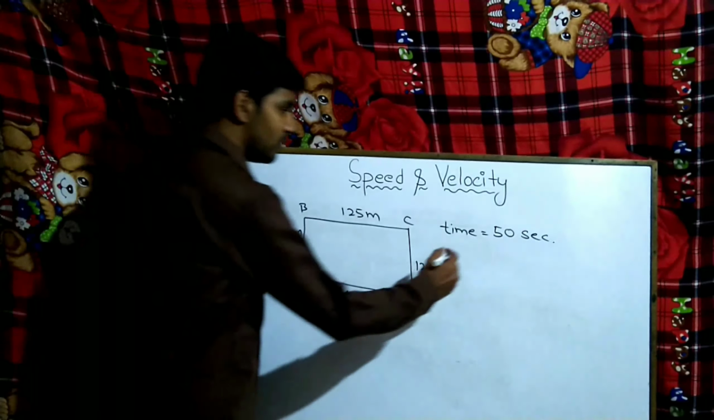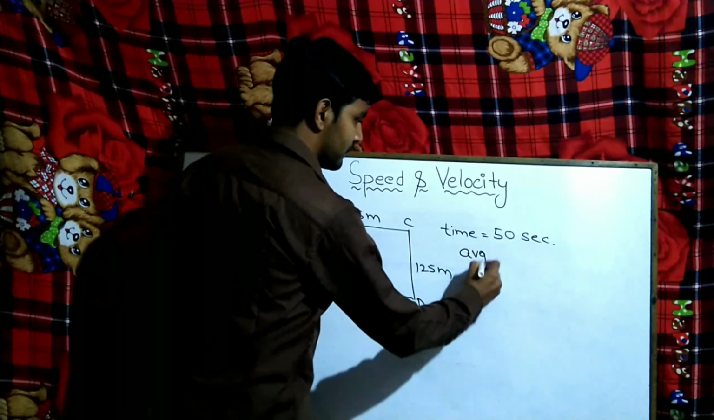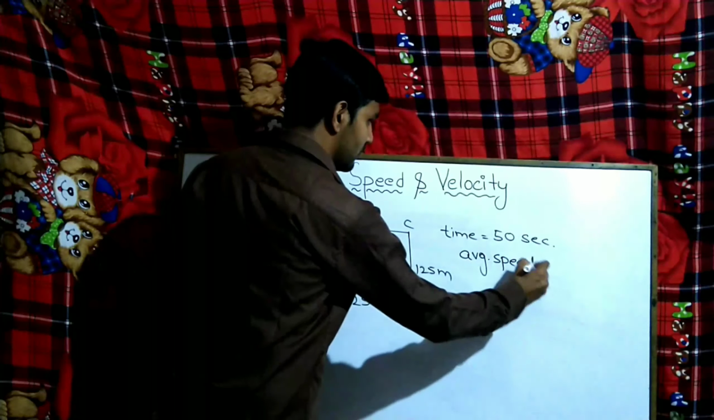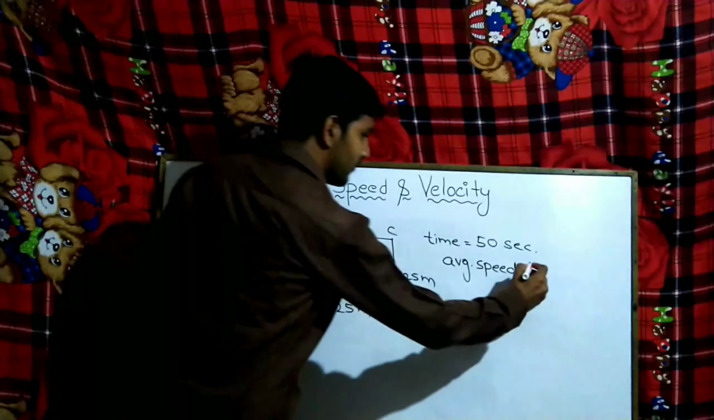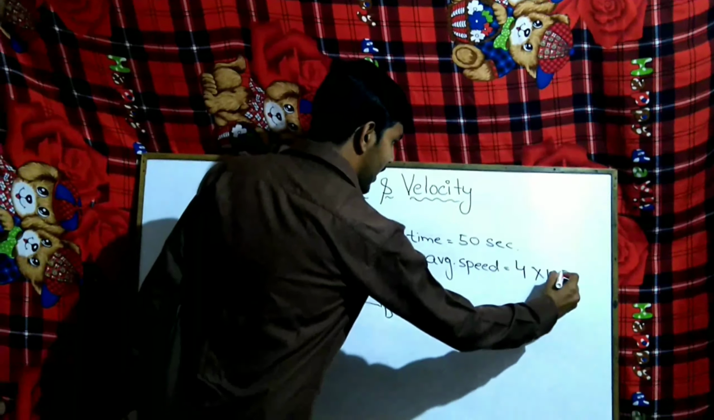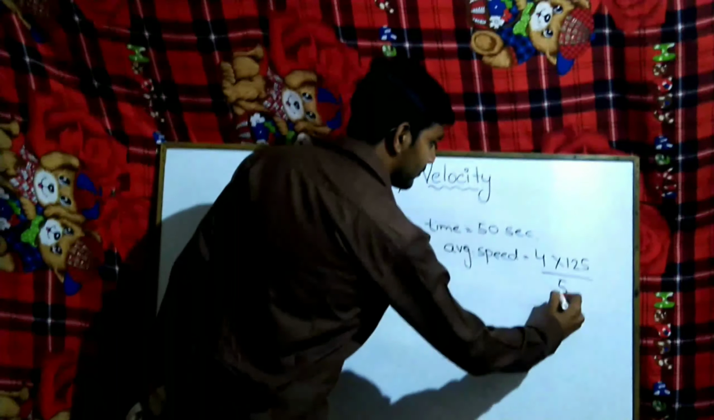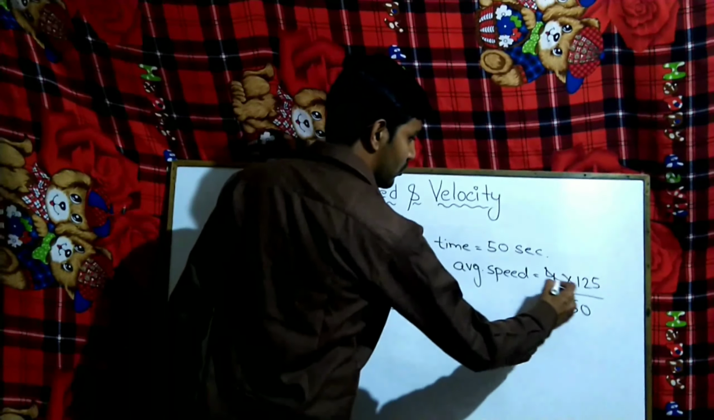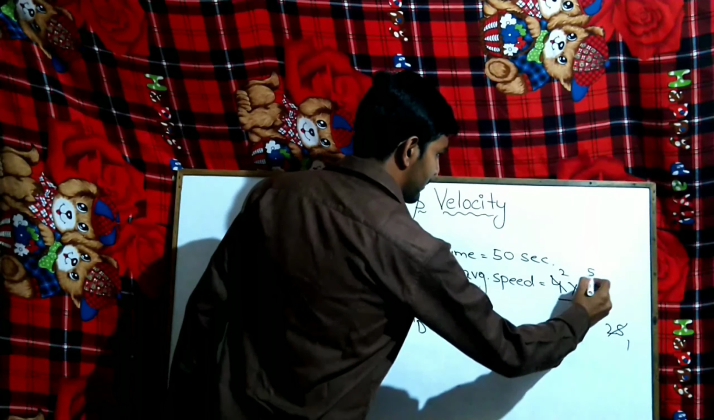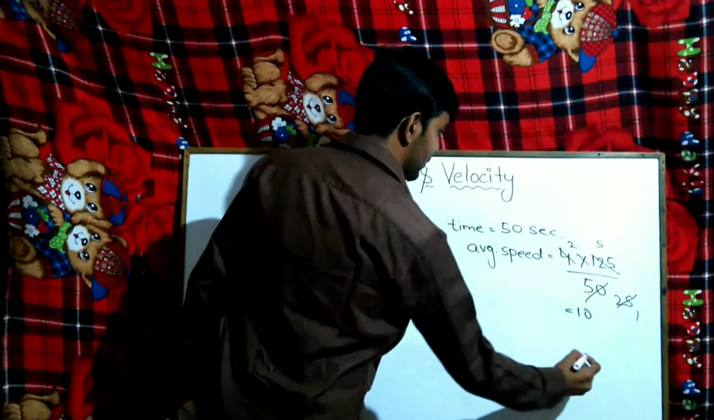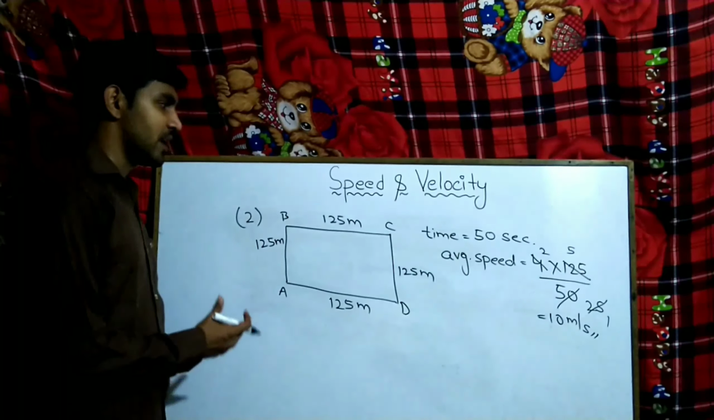Average speed or speed, both are the same. Average speed is equal to total distance. Total distance is 4 times 125, divided by total time, which is 50. So 2 times 25, 5 times 5, so 5 2s are 10, so 10 meter per second. So this is all about the second question.